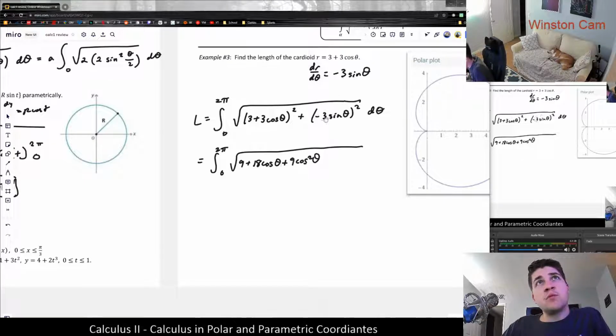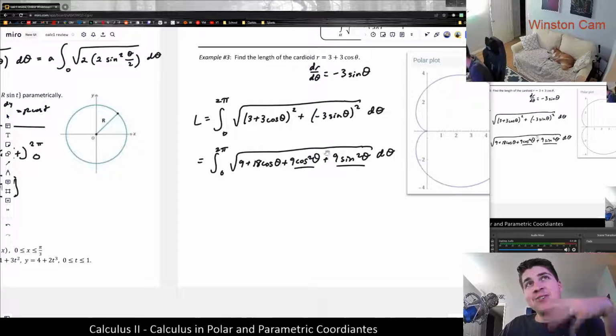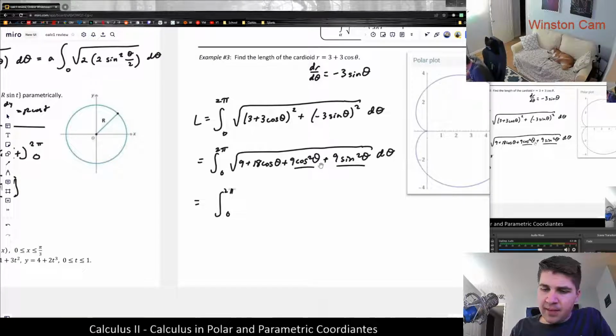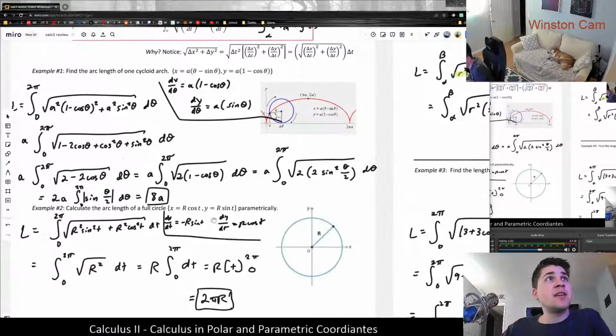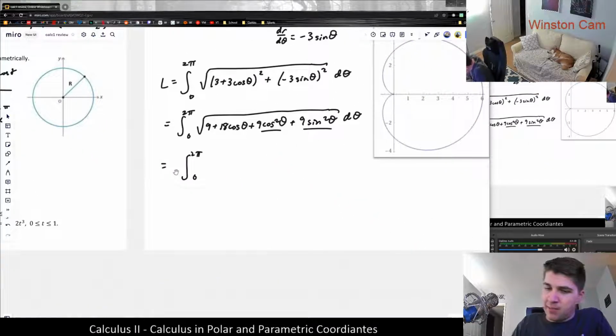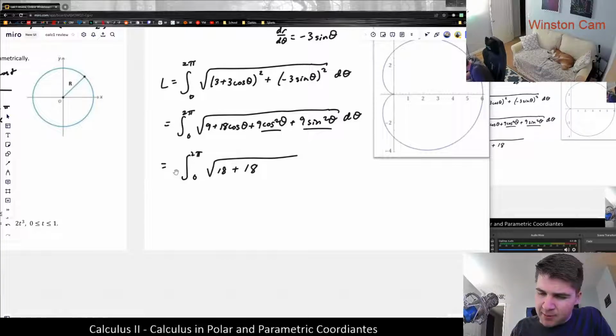And if I were to FOIL this one, I don't need to FOIL, it's only one term. Squaring that would just be plus 9 sine squared theta. And what you'll notice is that sine squared plus cosine squared is 1. Well, since it's 9, I could factor the 9, but this would make a total of 9. 9 plus 9 is 18. It's actually not quite the same integral as the one we just did over here for the cycloid, but is almost the same. We end up with the square root of 18 plus 18 cosine theta with respect to theta.